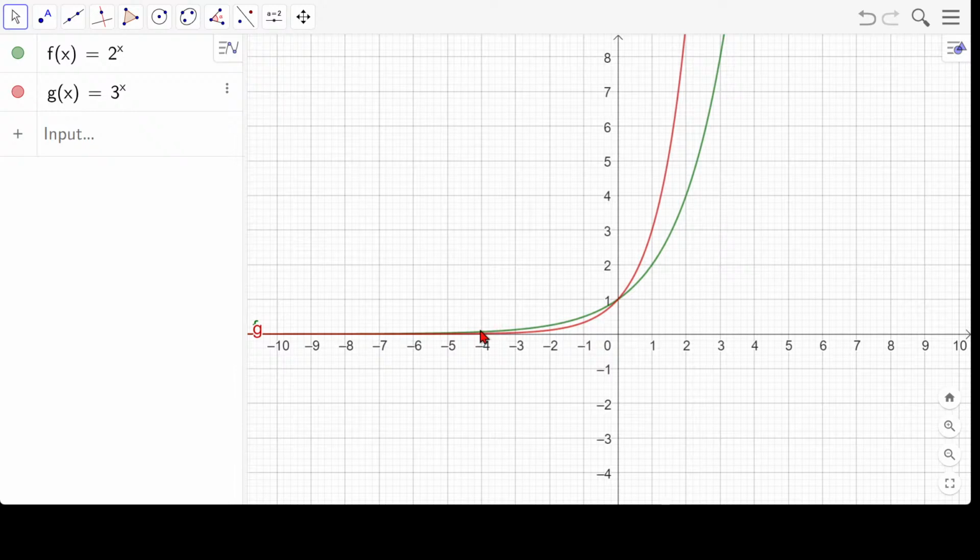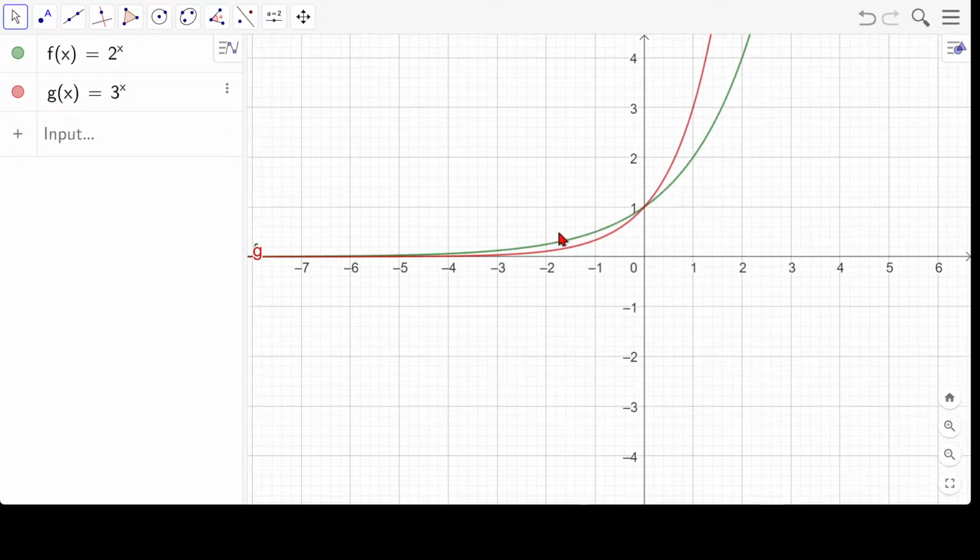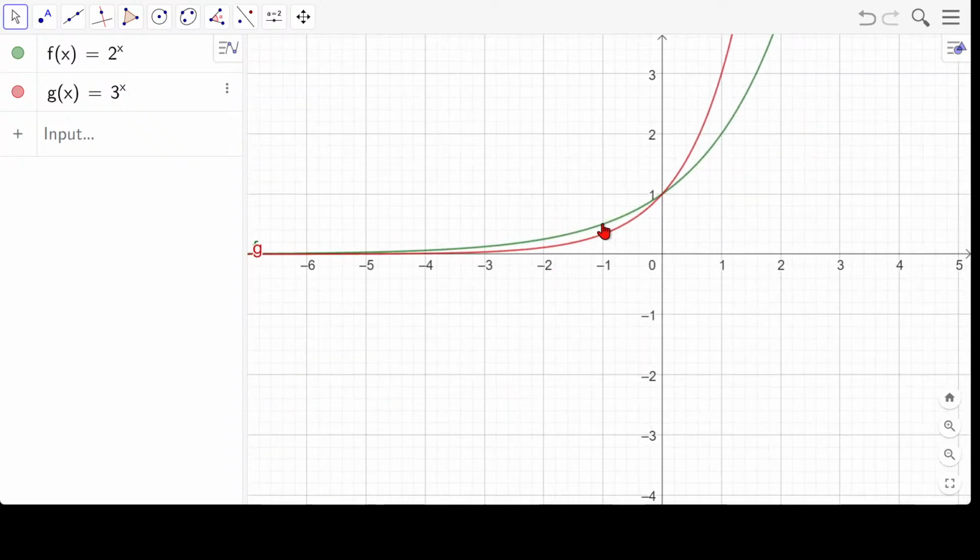Now, this graph, 2 power minus 1. What is 2 power minus 1? 1 by 2, right? Which is half. 3 power minus 1 is what? 1 by 3. Right? 2 power minus 2 is what? 1 by 2 square, which is 1 by 4, which is 0.25, right?